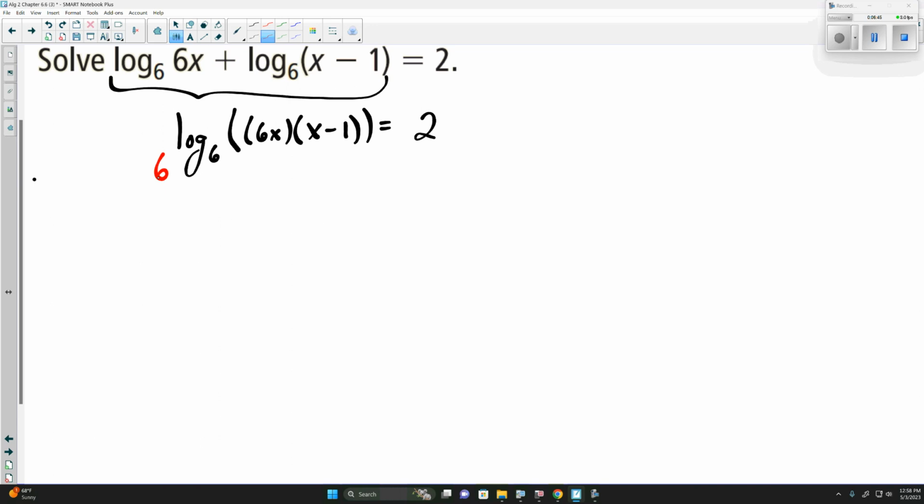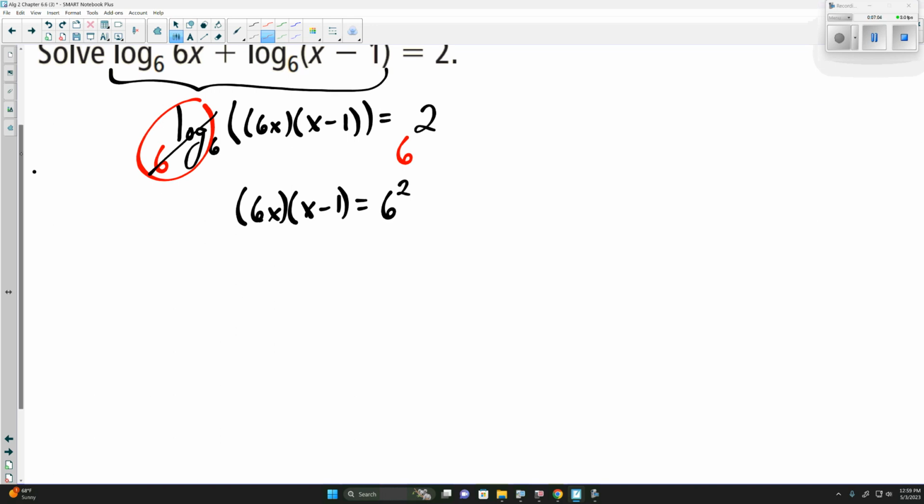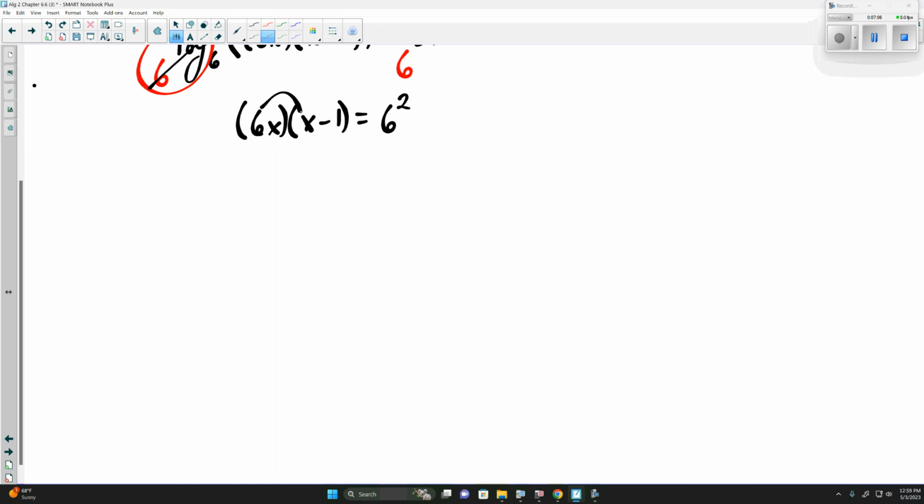We can put both sides to the base of 6. Our 6 and log base 6 here will indeed cancel out, giving us 6x times x minus 1 is equal to 6 squared. Now 6x times x would be 6x squared. 6x times negative 1 is negative 6x. Is equal to 36. Now at this point here, we need to get this equal to 0.